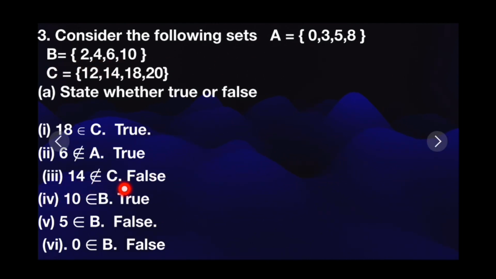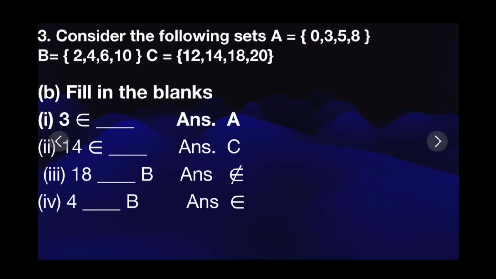14 does not belong to C. 14 is here. It belongs to C. So this is false. 10 belongs to B. Yes, 10 is here. So it is true. 5 belongs to B. 5 belongs to A. So this is false. 0 belongs to B. No, 0 again belongs to A. So this is false.